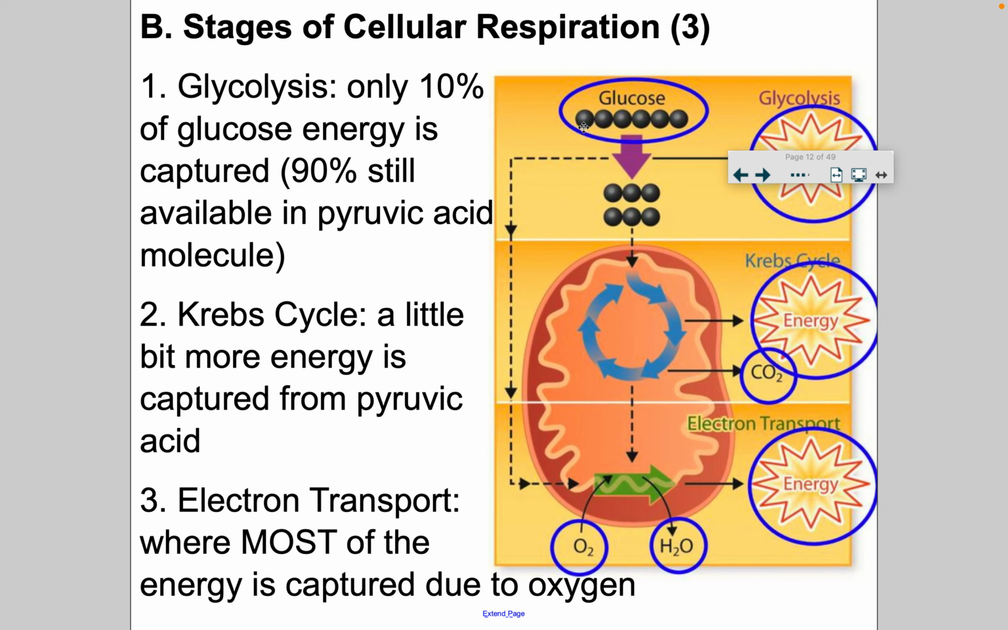If I go back, notice that this is outside the mitochondria. We are in the cytoplasm of the cell. The Krebs cycle and the ETC happen in the mitochondria. That's why the mitochondria is called the powerhouse of the cell, because it creates a whole bunch of ATP in this final step here.